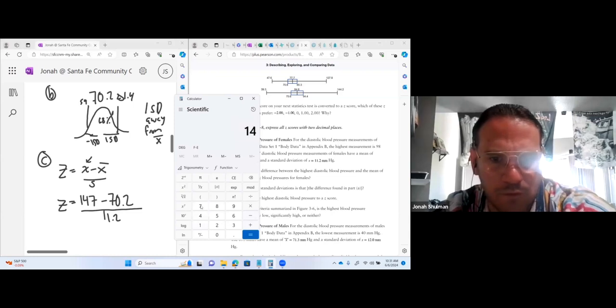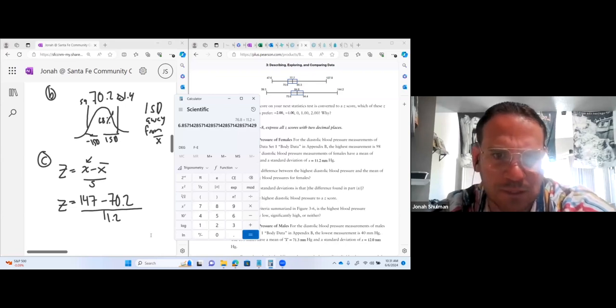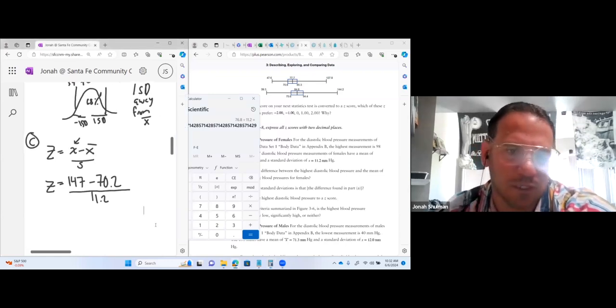So 147 minus 70.2 is 76.8. We're dividing it by what? 11.2. We're getting what? 6.85... 6.886. Because they always say two decimal places, so the answer is 6.86.